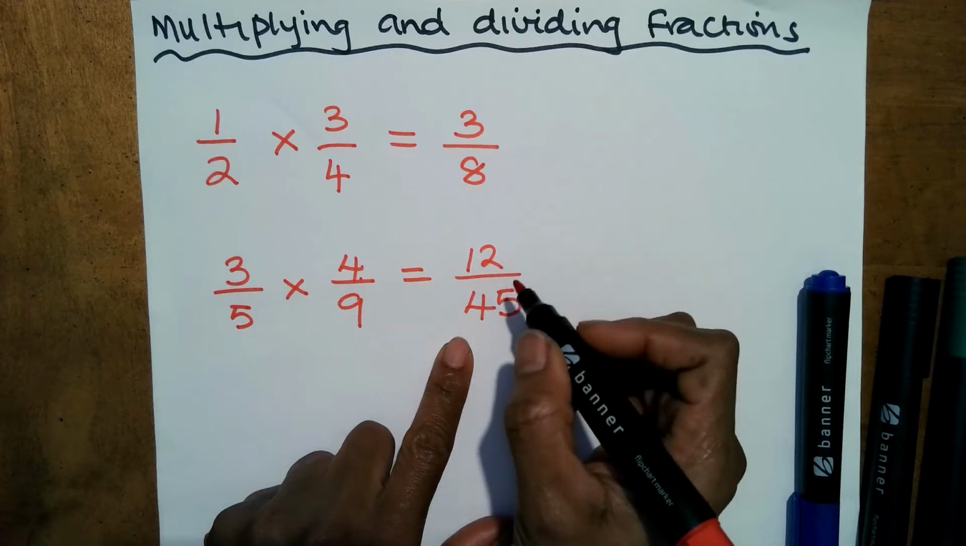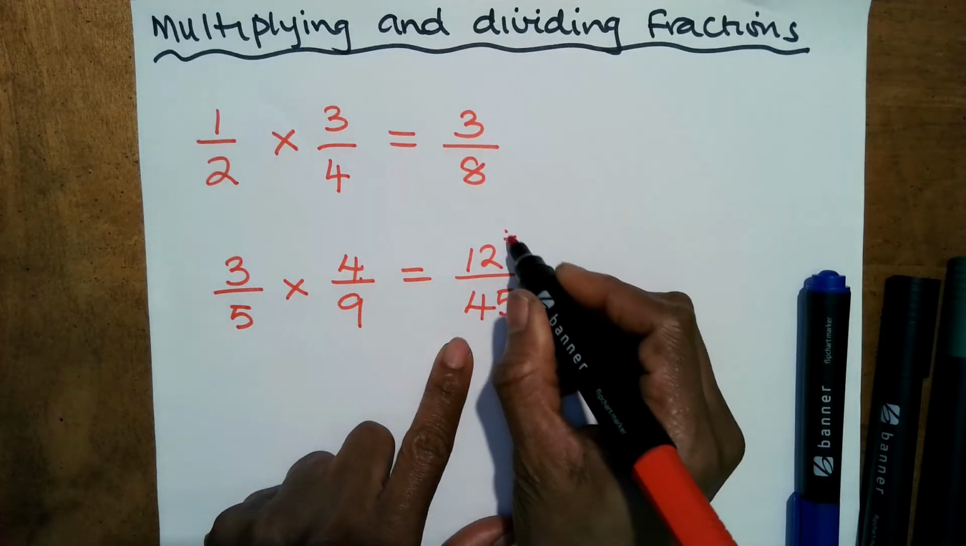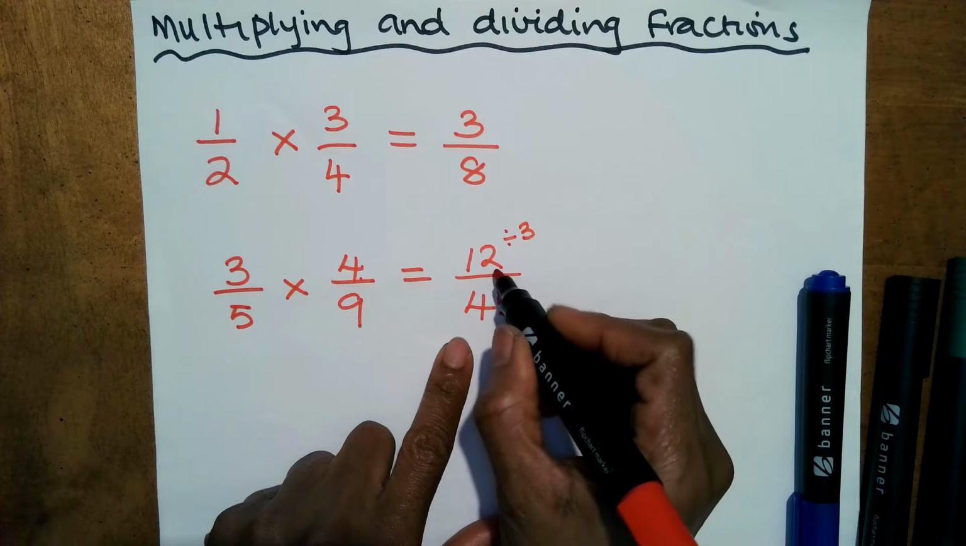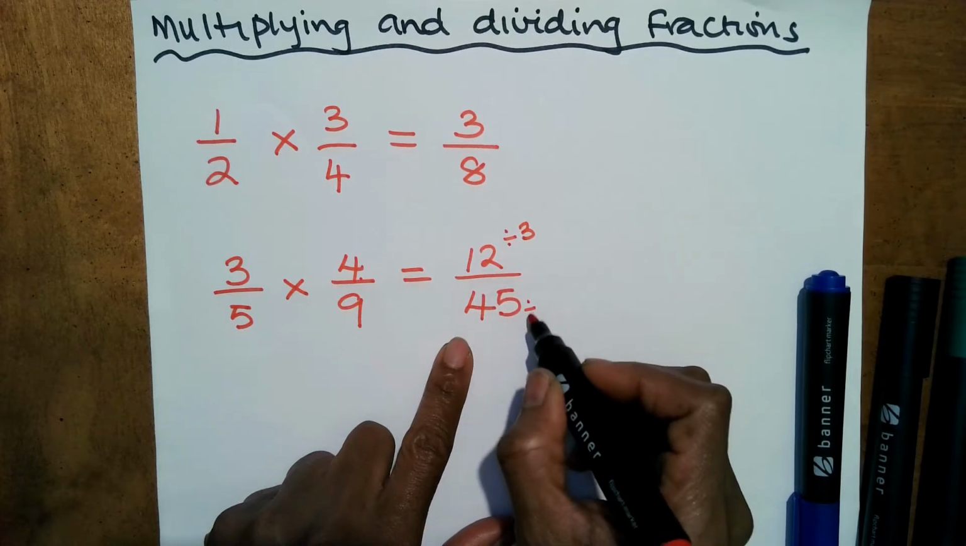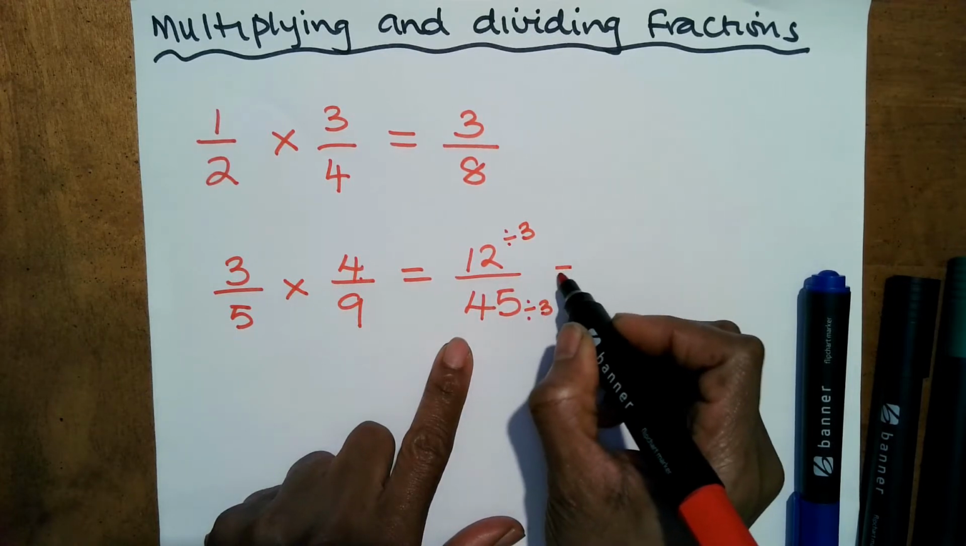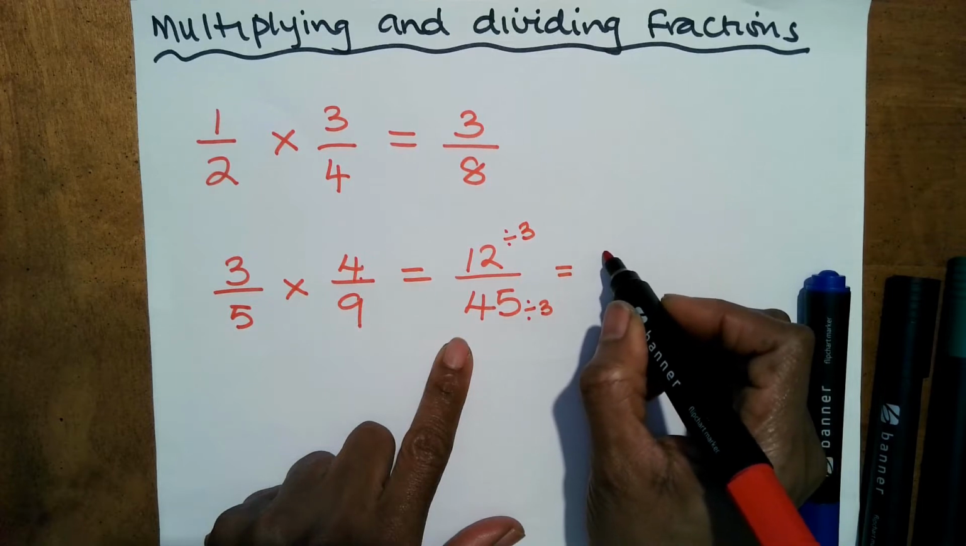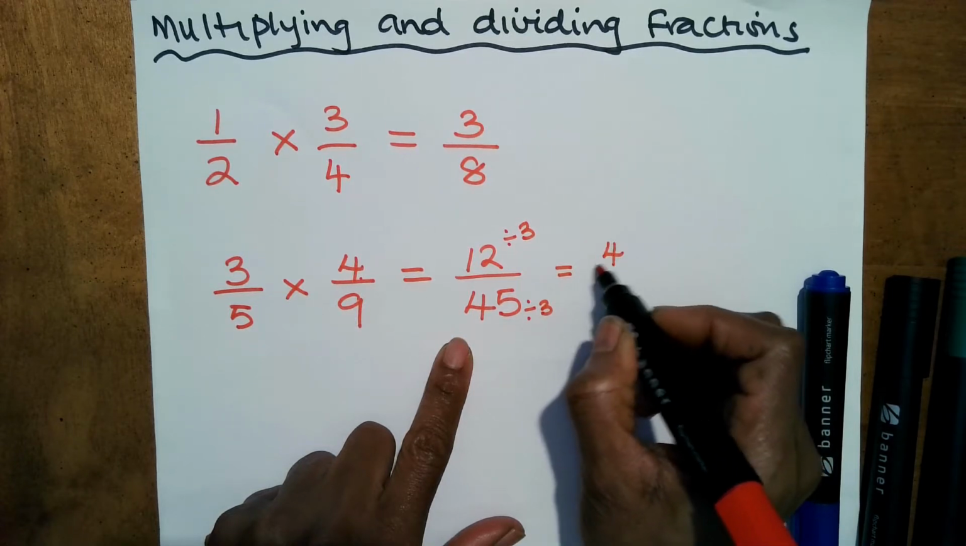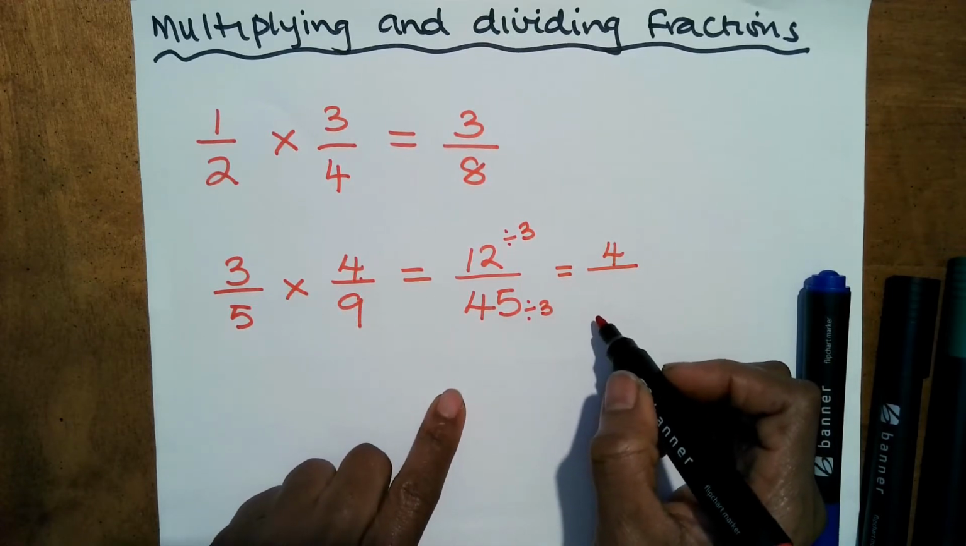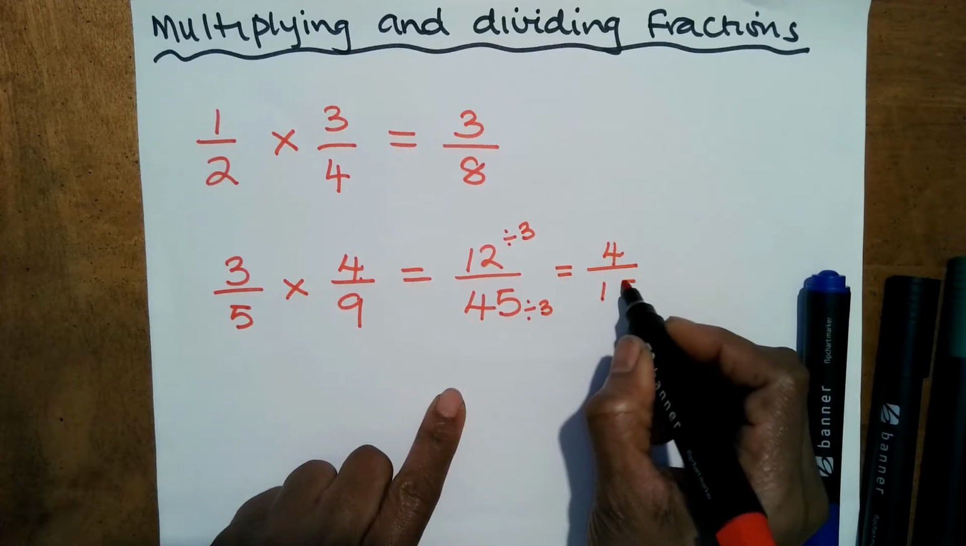So I think about 3. 3 can go into 12 and can also go into 45. So 12 divided by 3 will give me 4. And then 45 divided by 3 will give me 15.